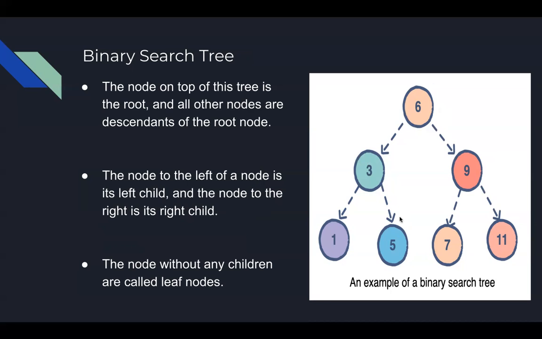So we can say in this case, 3 is the left child of 6, and 9 is the right child of 6. And the nodes at the bottom that have no children in this case are 1, 5, 7, and 11. As we can see, there are no nodes after them and there are no edges coming out of them. So because they don't have any children, we call them leaf nodes.